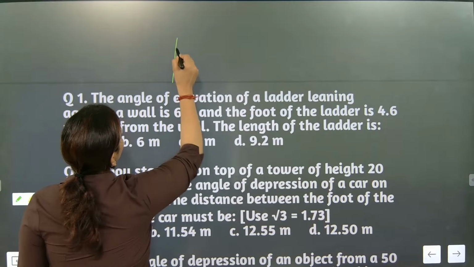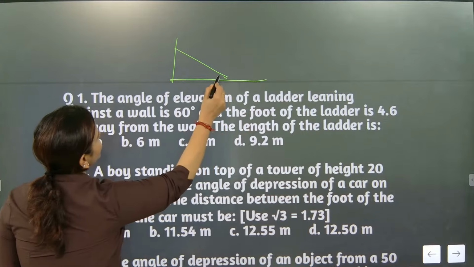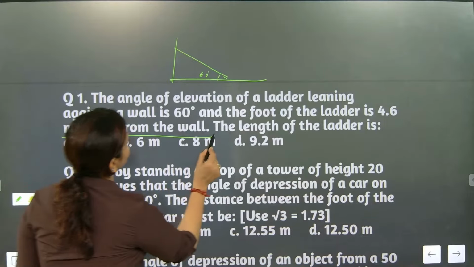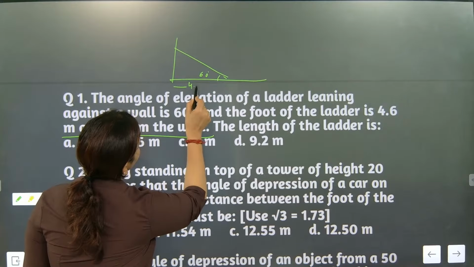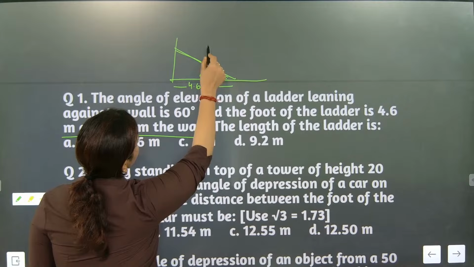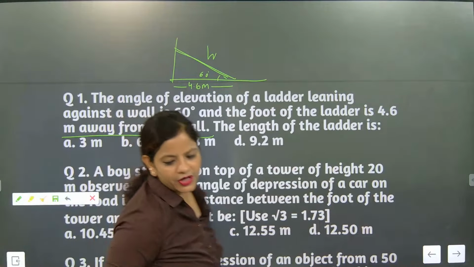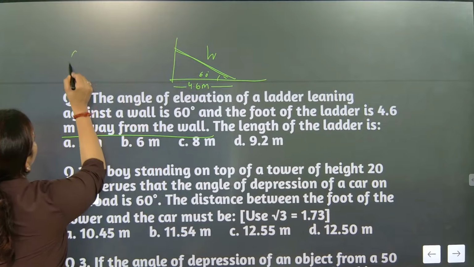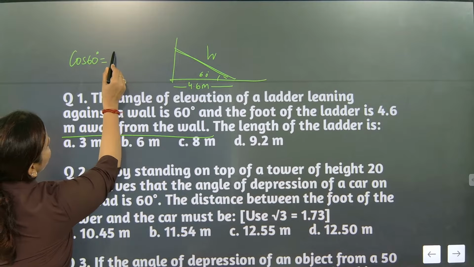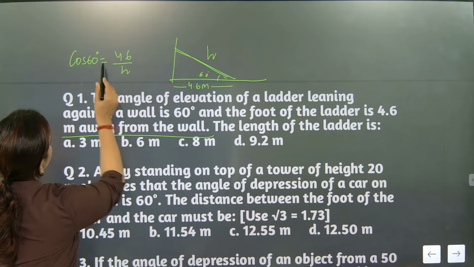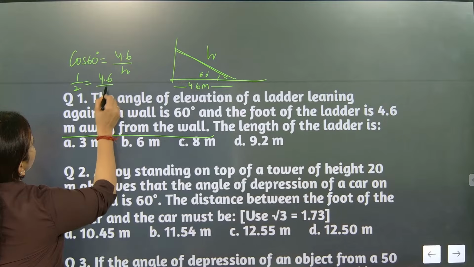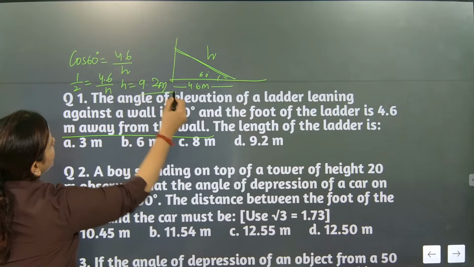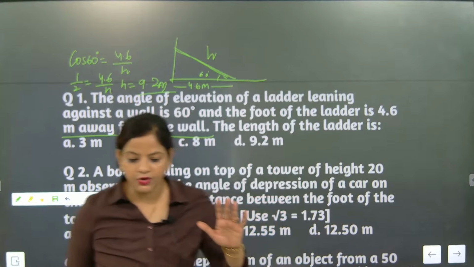So this is exactly the ladder, okay? It is making 60 degrees, and they are telling that the foot of the ladder is 4.6 meters away from the wall. If the length of the ladder is L, it will become the hypotenuse. What equation are we going to write here? We will be using base and hypotenuse. Cos 60 degrees is equal to base 4.6 by hypotenuse h. So 1 by 2 is equal to 4.6 by h. h is equal to 9.2 meters. 9.2 meters is the length of the ladder.